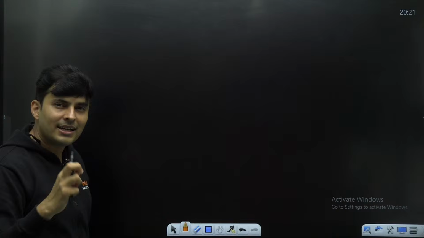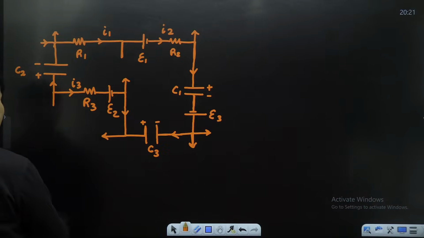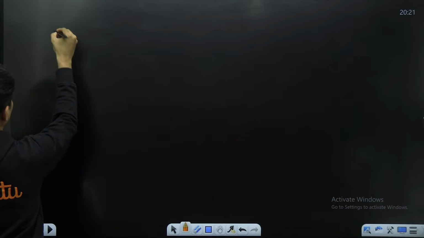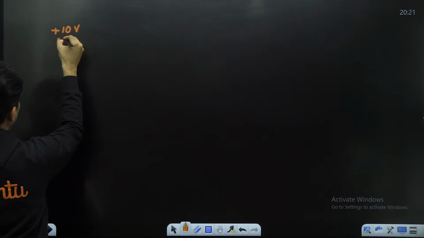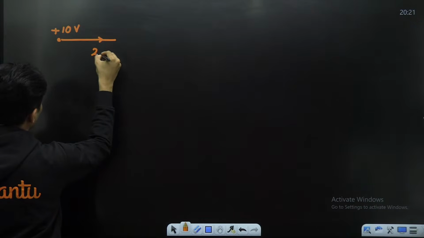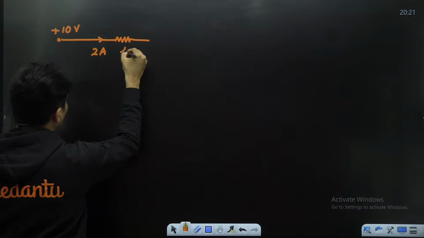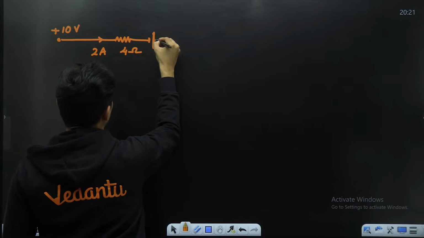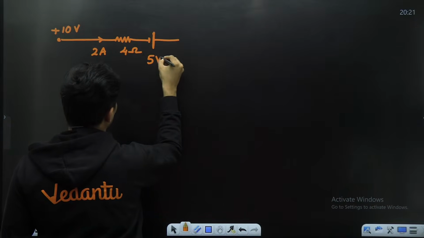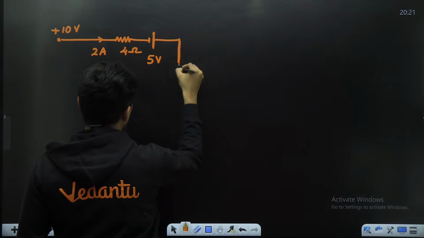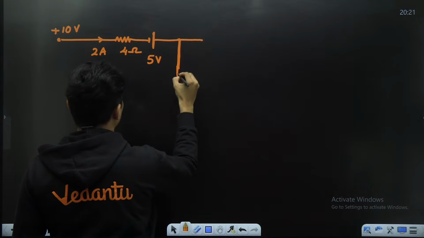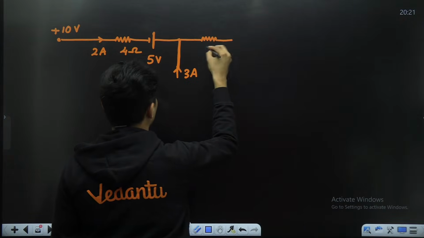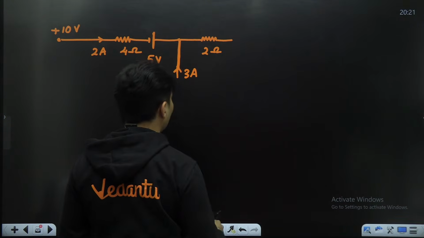Sometimes you might be asked a slightly different question just based on the sign convention. That is this part. So look at this particular question. Imagine they tell you this is plus 10 volts, and there is a current of 2 amperes going through a resistor of 4 ohms, and then there is also a battery of 5 volts connected, and there is a branching happening here, and 3 amperes of current is coming like this, and there is another resistor of 2 ohms over here.